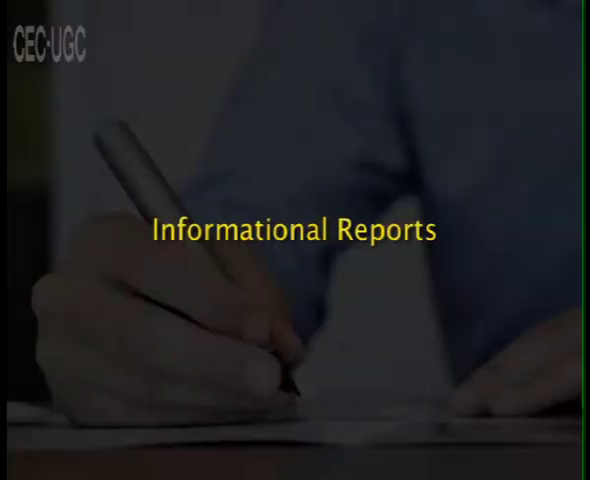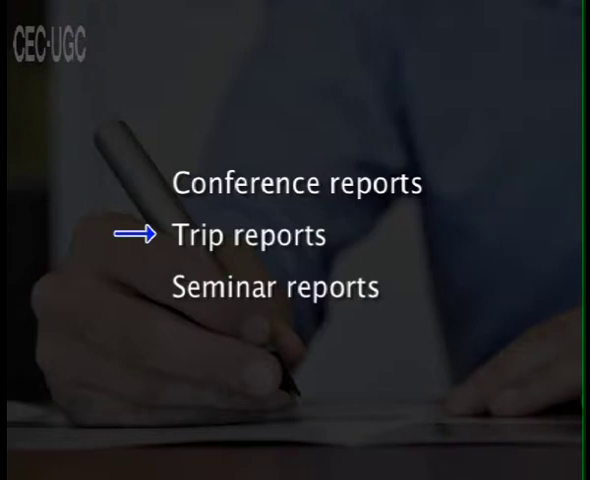There are two kinds of reports which are based on the function. The first one is informational reports. This report presents the facts of a case, problem, condition or situation without any analysis, interpretations or recommendations. Here, the function of the writer is only to collect, compile and organize facts for the readers. For example, conference reports, trip reports, seminar reports, etc.